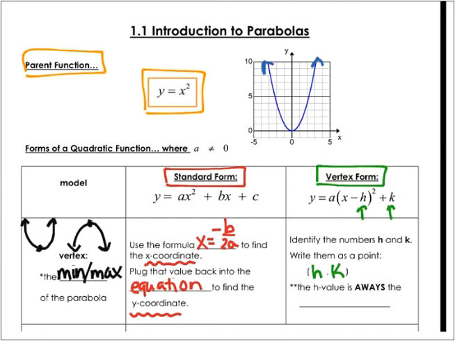The only thing that you really want to note here is that the h value is always the opposite of what it looks like. So if you were to have the formula, for example, y equals (x minus 3) squared plus 2, your vertex is actually going to be positive 3, positive 2. So that h value is always the opposite of what it looks like. And again, we'll practice that.